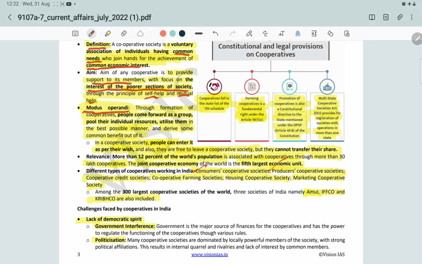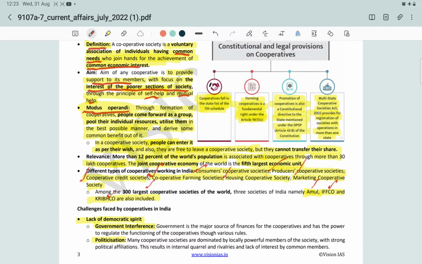And there are also so many types of cooperatives working in India, such as consumers cooperative societies, producer cooperative societies, cooperative credit societies, cooperative farming societies, housing cooperative societies, marketing cooperative societies. And three cooperative societies, that is Amul, IFFCO and KRIBHCO, are among the 300 largest cooperative societies of the world.